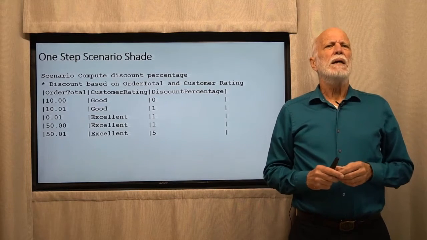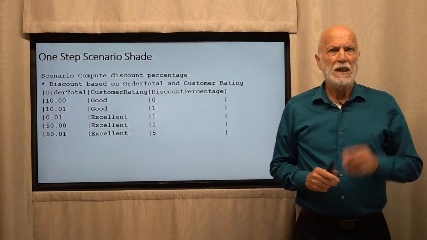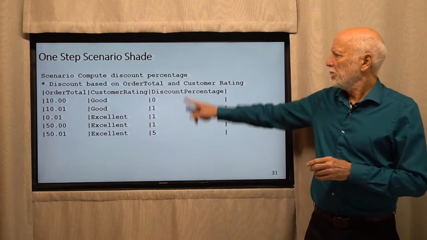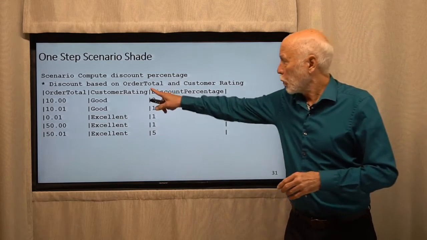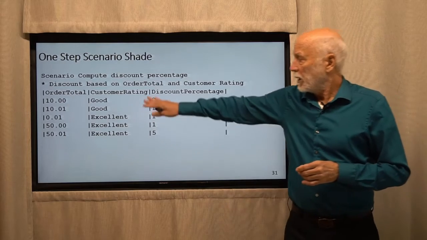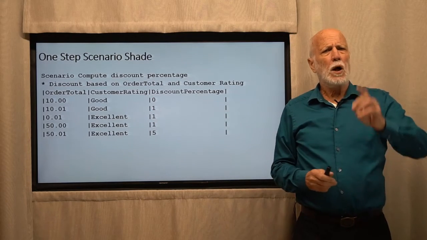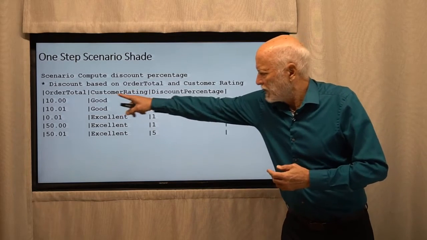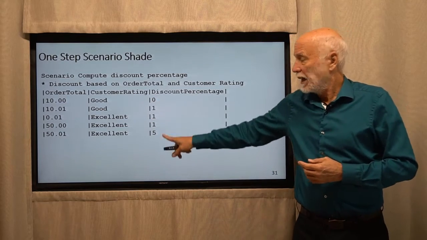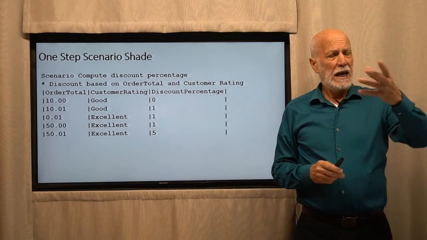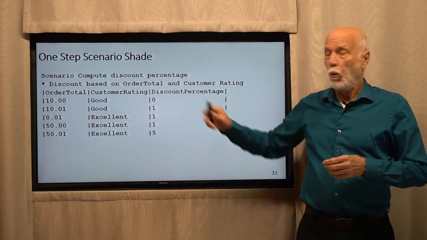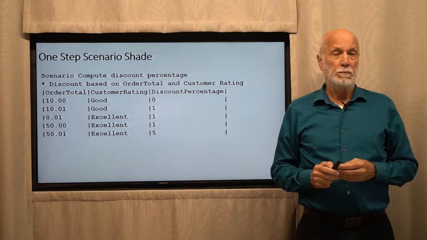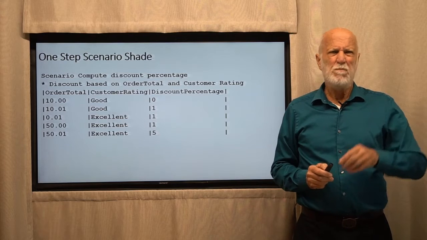But we can even make this simpler. This is the one-step scenario shade for business rules. We're going to compute the discount percentage. It's going to be based on order total and customer rating. And notice here we have exactly the same table, but it's only a single step. Internally, the code will take those 2 values, compute the discount, and compare it to that. If you have a lot of business rules, having the one-step scenario can shorten all of your feature files. And incidentally, may speed them up a little bit.